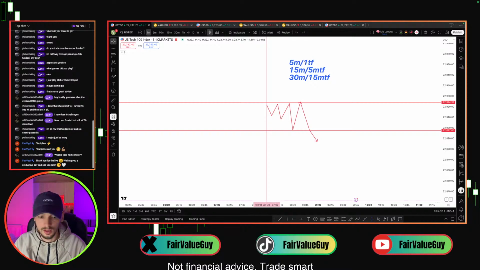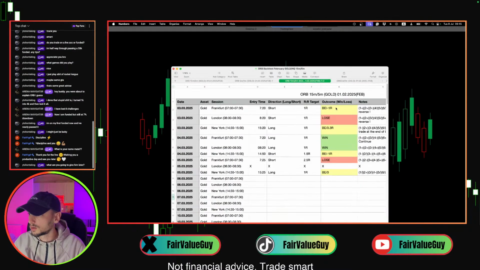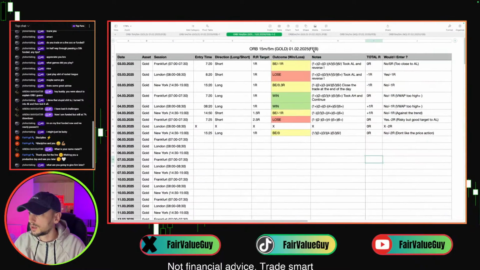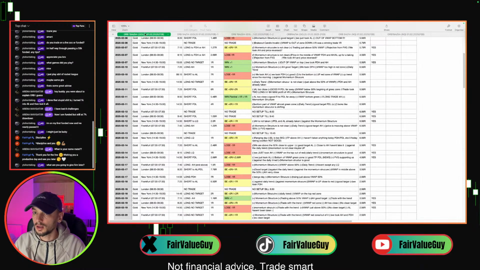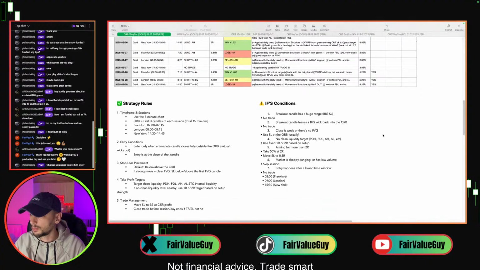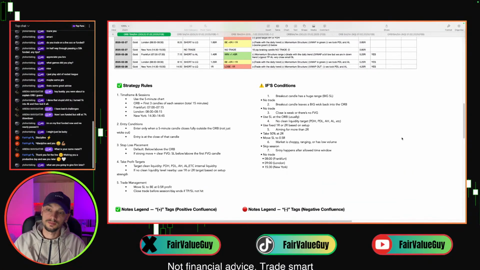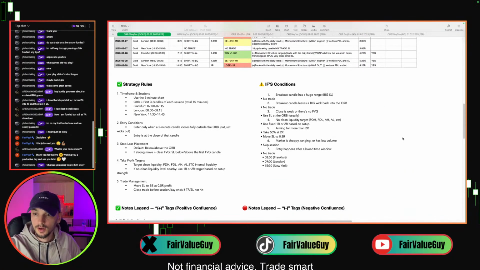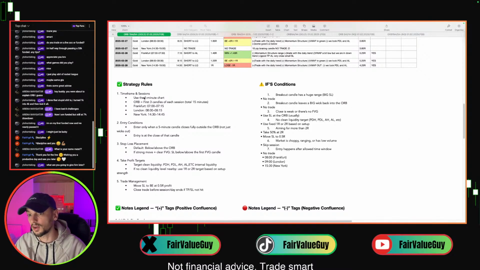Now this is gold, guys. You can stop the stream later and go back into it, because I'm going to show you my if-and rules, the conditions. So, time frame and setups. Use the 5-minute chart. This is for the 15-minute ORB on the 5-minute. ORB is the first 3 candles of each session, total 15 minutes. Frankfurt, London, New York. This is where I tested the market.